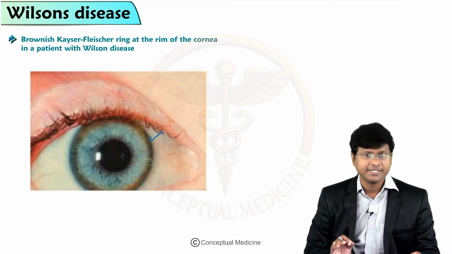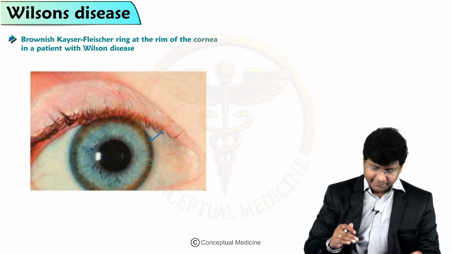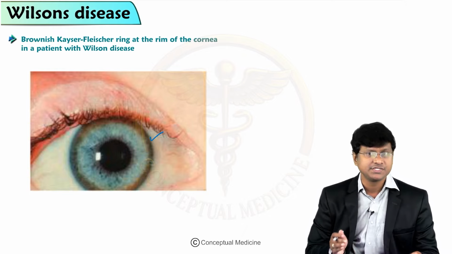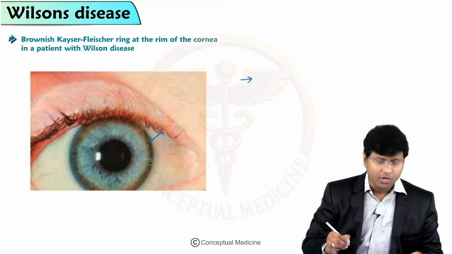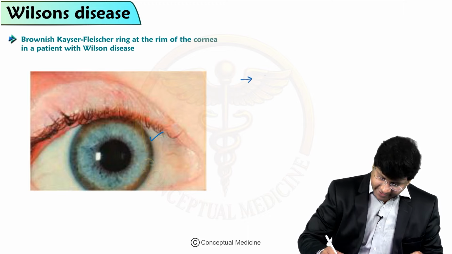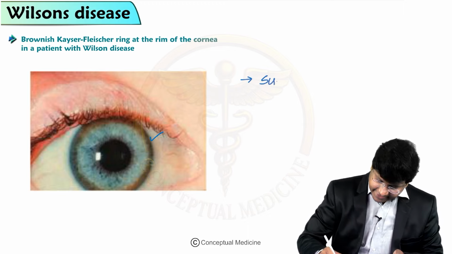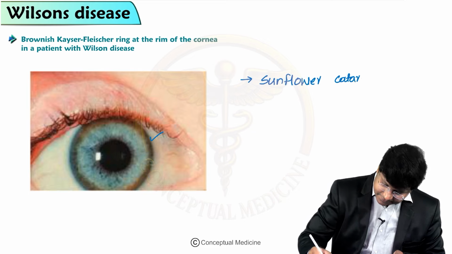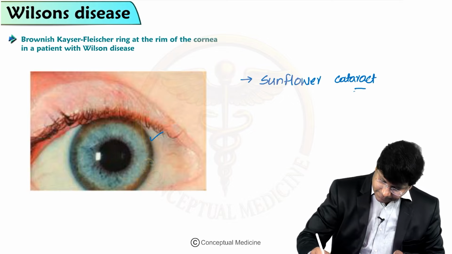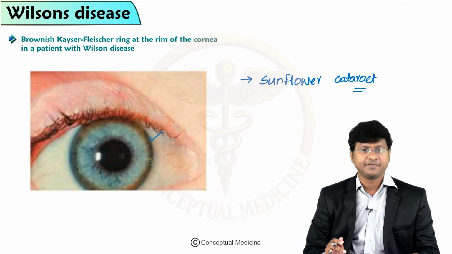Now, apart from the KF ring, we have a few more ocular manifestations, in the form of cataract, and that will be sunflower cataract. Okay, so these are the ocular manifestations.